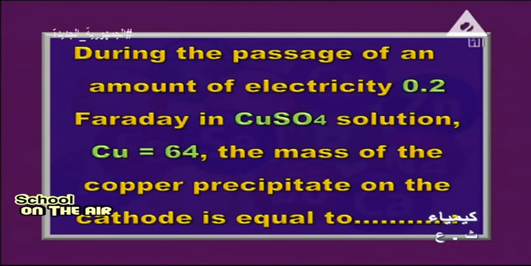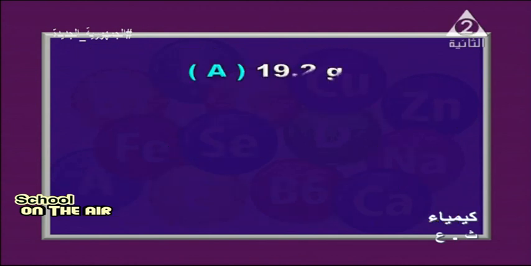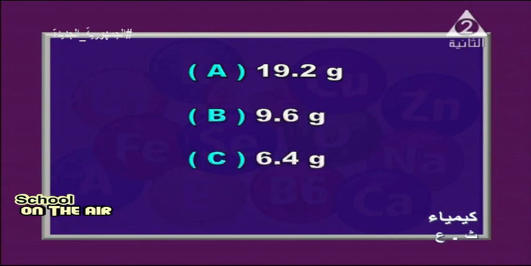Next problem. During the passage of an amount of electricity 0.2 Faraday in copper 2 sulfate solution, copper atomic mass 64, the mass of copper precipitated on the cathode is equal to what? Is it choice A, or choice B, or choice C, or choice D? If you solve the problem, it will be 6.4 gram.